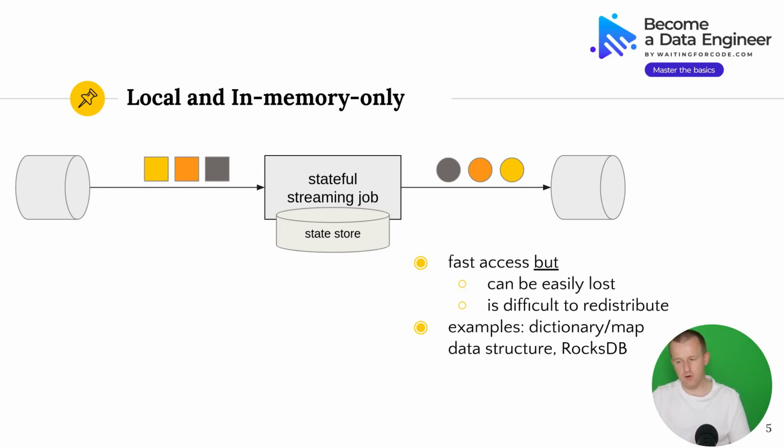And that's one of the main drawbacks because yes, it's fast access, it's local, but if something bad happens, you will need to recompute the state or you will simply need to start from scratch for the scenario you're implementing. Among the examples, you can find dictionaries in Python or maps in Java or Scala, data structures, or embedded databases like RocksDB, which is quite popular, by the way, among the state store implementations in distributed data processing frameworks like Apache Flink or Apache Spark Structured Streaming.